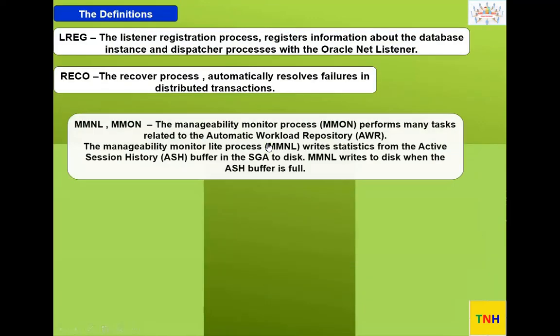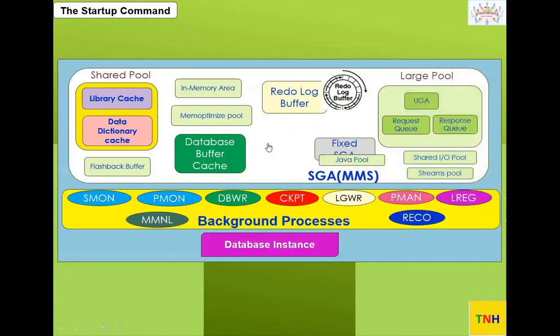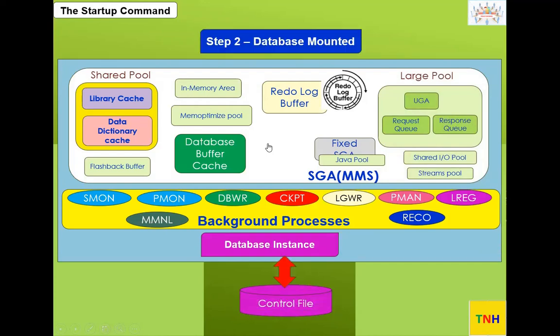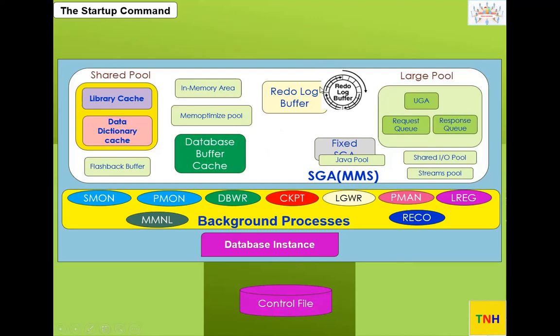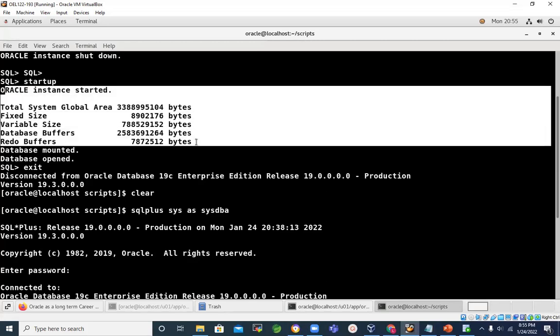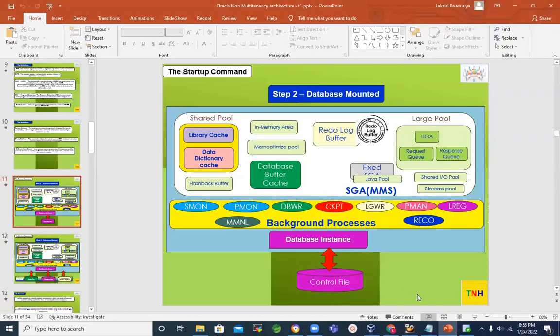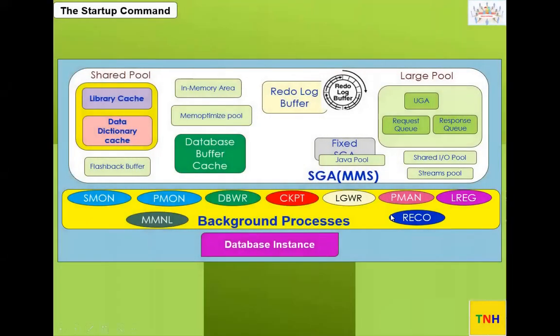Second one is database mounted. This is step number 2. Startup command, step number 2. Database mounted. And mount, this is what happens. This is where I am trying to explain this one now. Second step. Now this one we understood up to here. Second step, database mounted. Now what's going to happen in mount? It is explained here. Just watch carefully.